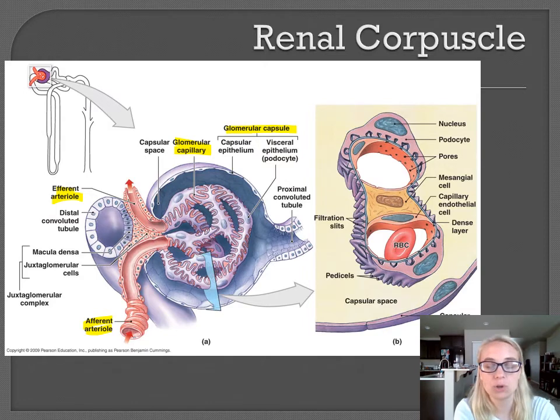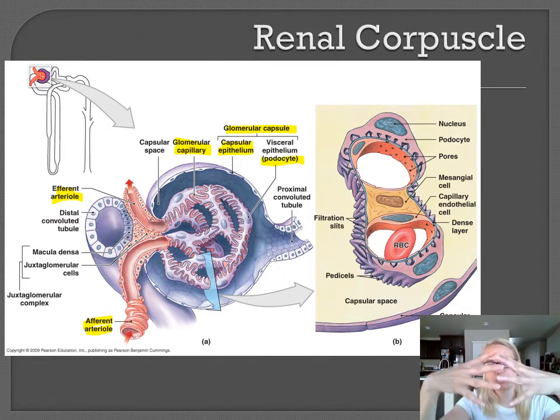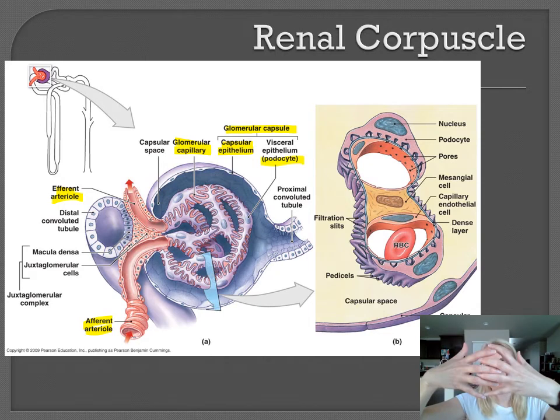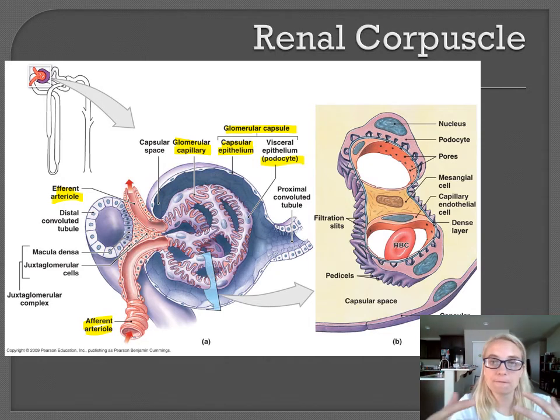If you'll notice, there's two parts to the glomerular capsule. We have this capsular epithelium, it's just the outer layer, and then we have what are called the podocytes, or the visceral epithelium. It is a thin layer of really branchy cells that kind of interlock like this, and it helps to create the filter, the actual filtration membrane that things are going to get filtered out of the blood and get collected into this capsule, which will kind of fill in this capsular space.